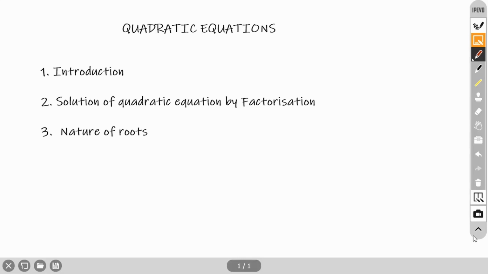We will start with the 10th class syllabus from today. So the first chapter that we'll be completing is quadratic equation, and here are the topics that we'll discuss in this chapter. First, we will do the introduction about what are quadratic equations. Then we'll move on to the solution of quadratic equation by the factorization method, and then the nature of roots. These are the topics that will be coming in your 10th board exams.